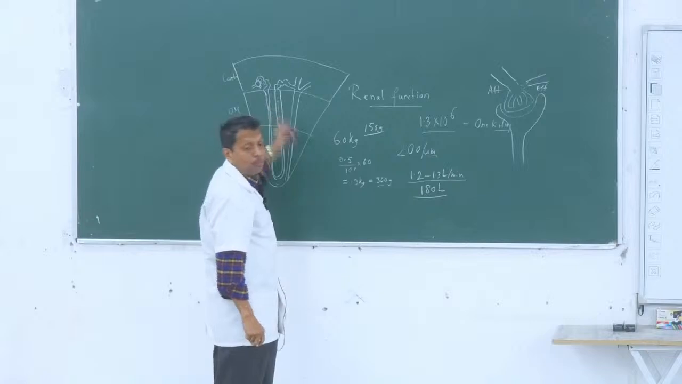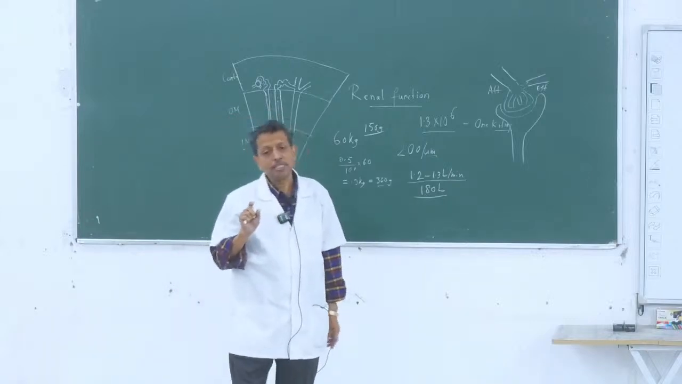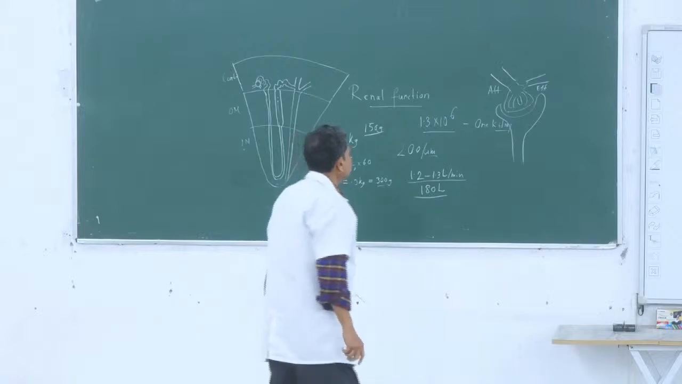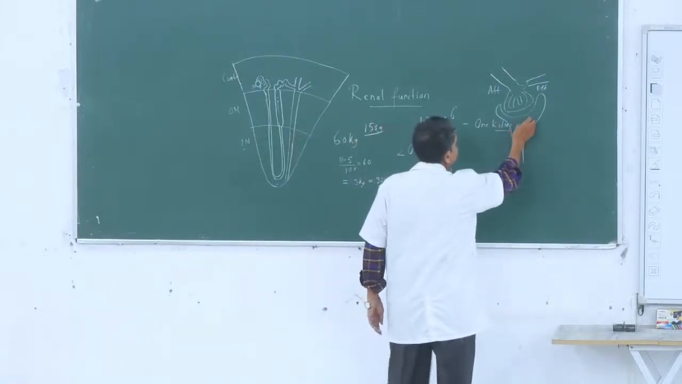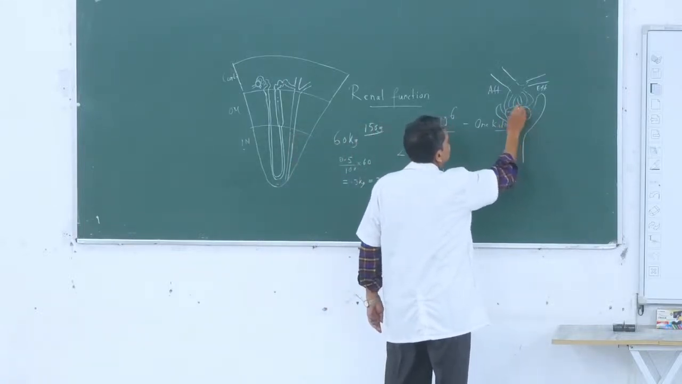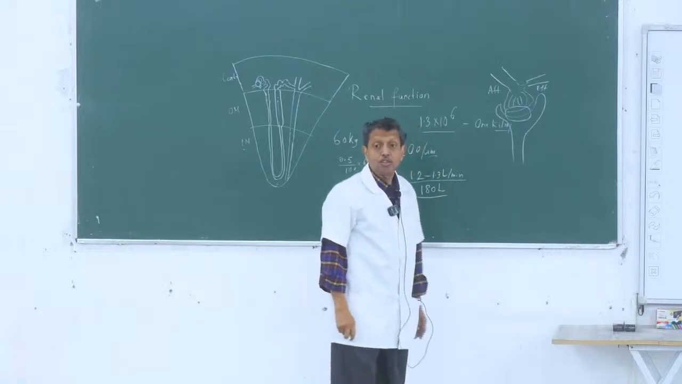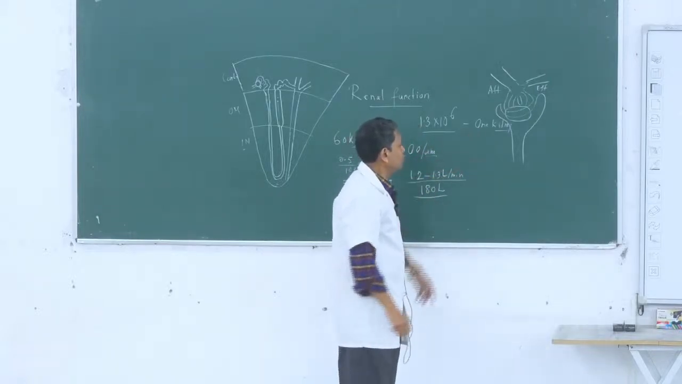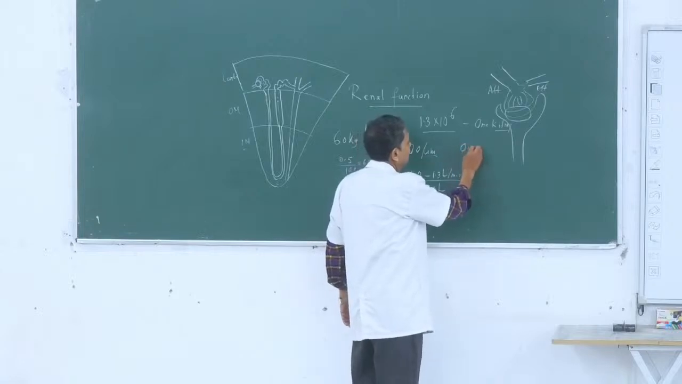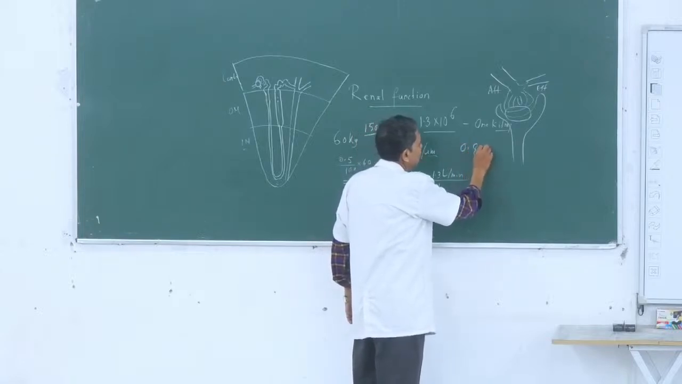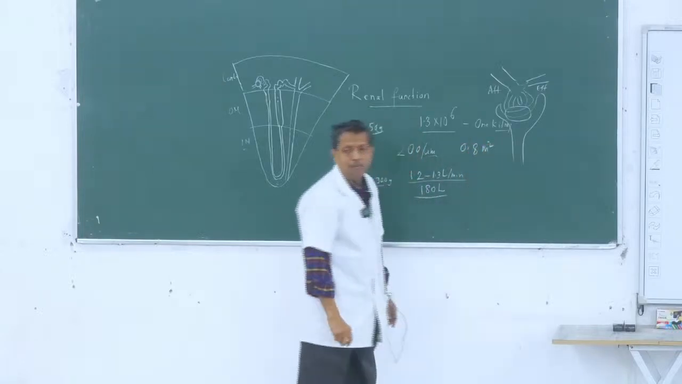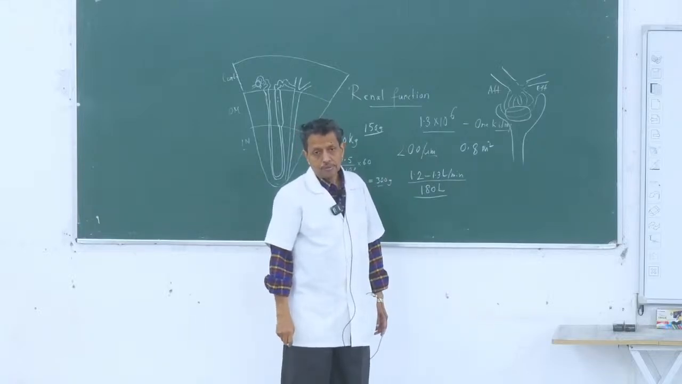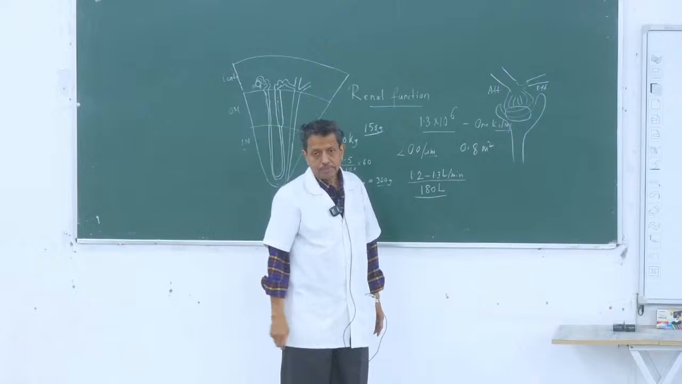Now the cellular composition, single layer of epithelial cells are present. And in case of this part, you have to be interested in this part. There is the filtration bed, and both the kidneys together have a surface area of 0.8 square meter, roughly 1 square meter, through which filtrate is coming.